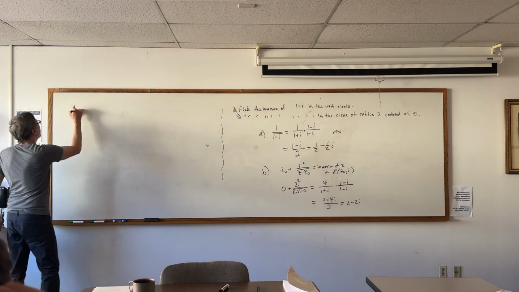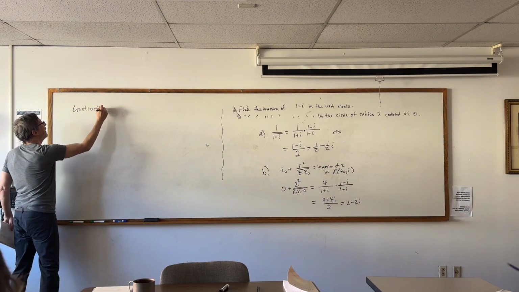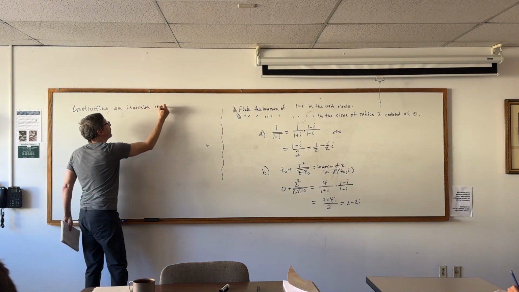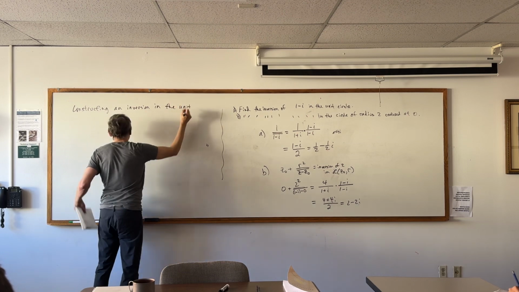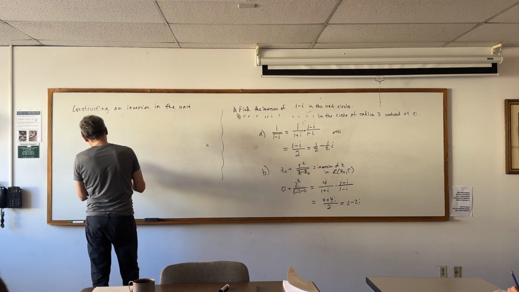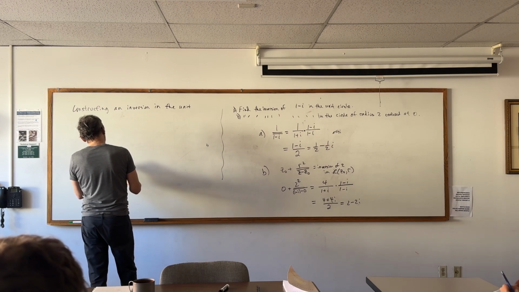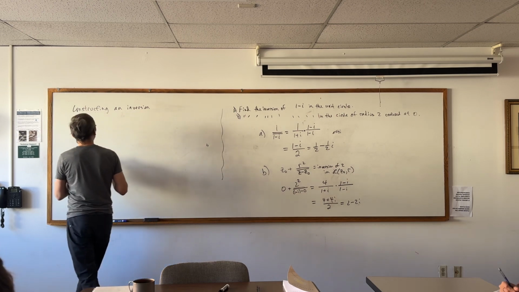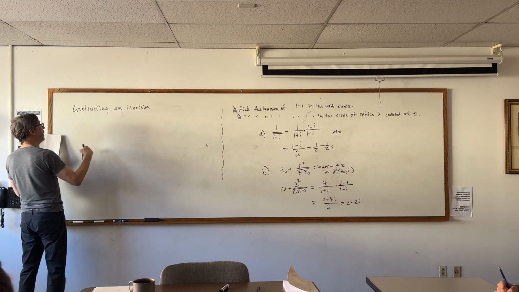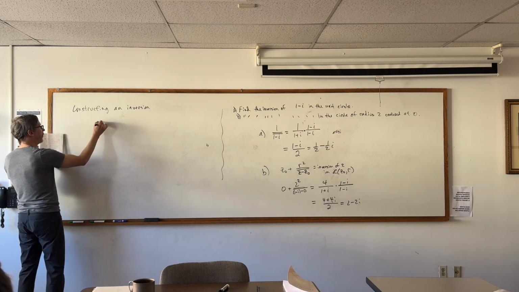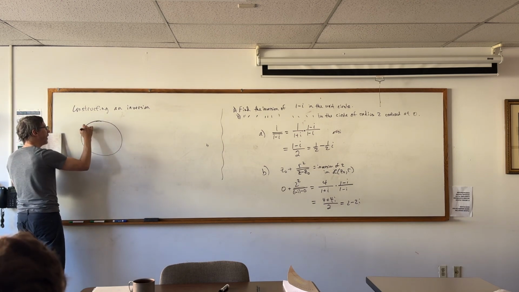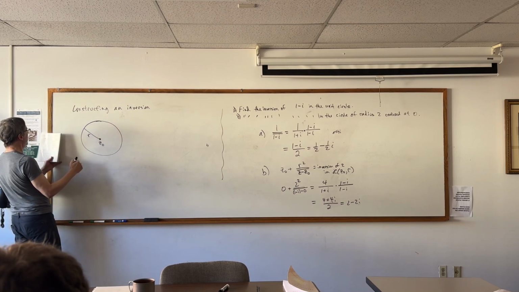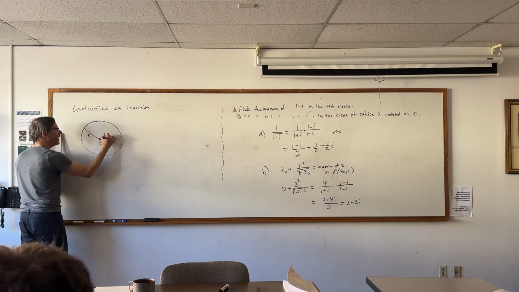So, constructing an inversion. We're just going to do constructing an inversion. I've got a circle of radius r with a center z naught, and the point I want to invert is z.